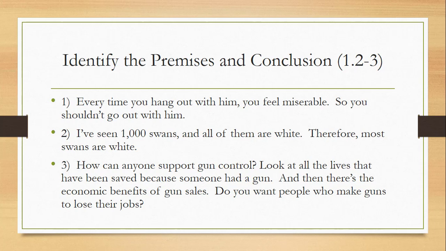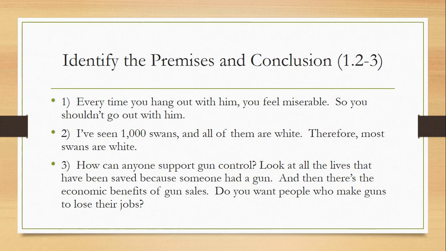The conclusion here, in other words, the statement that is being supported by other statements or by the premises, is that you shouldn't go out with him. And notice that there's a nice indicator word there, so, that precedes the conclusion. So the conclusion here is that you shouldn't go out with him.